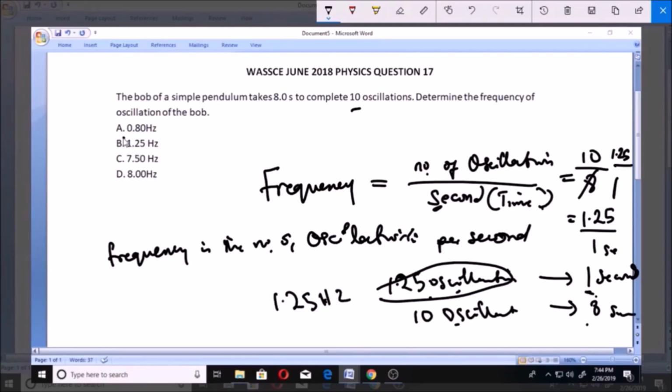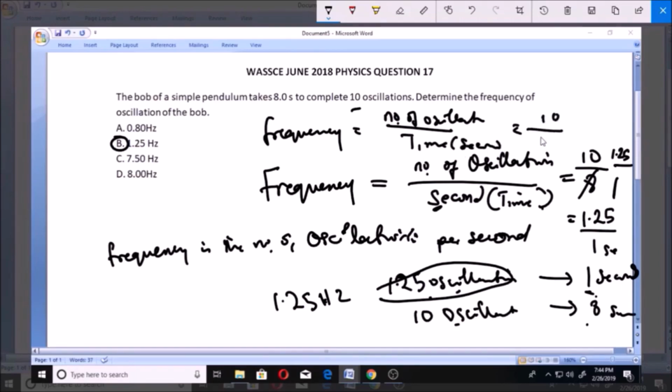That is why B is the correct answer, because frequency is simply number of oscillations all over time in seconds. So the number of oscillations here is 10 and time is 8, to give us 1.25 Hertz. That is the answer to the problem.